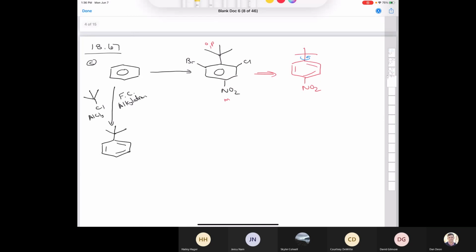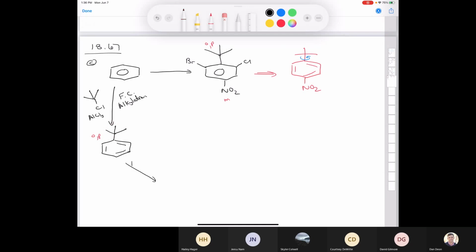Okay, now we have an ortho-para director, and we're going to get almost exclusive electrophilic aromatic substitution at the para position since this is so big and sterically hindered. So we're going to treat this with nitric acid and sulfuric acid simultaneously in order to affect the nitration. So let's draw the nitro group in here, and let's put our tert-butyl group like this. Now, again, we've got everything installed.